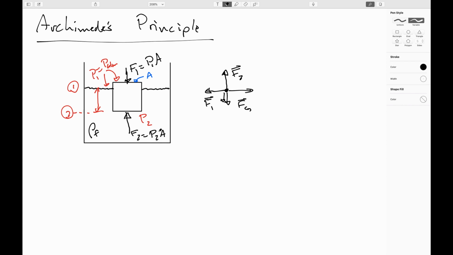Now, this is one way you could draw the free body diagram. But what a lot of physicists do is they will define something called the buoyant force, B-O-U-Y-A-N-T. So just like buoy. So the buoyant force. And the buoyant force is just defined as F2 minus F1.